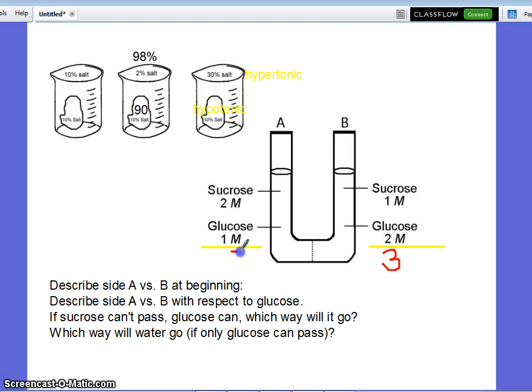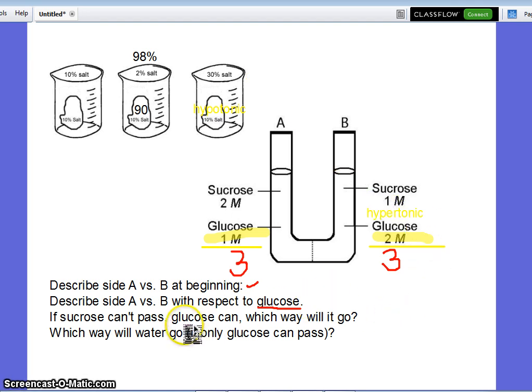And so therefore, the answer to this first question is that at the beginning of the experiment, it's isotonic. Now here's a second kind of question they can ask you. Describe side A to side B with respect to glucose. So this time they specifically want you to just look at the glucose and ignore everything else. So if we do that, you're going to see that side B has more glucose than side A. Therefore, side B is hypertonic with respect to glucose.